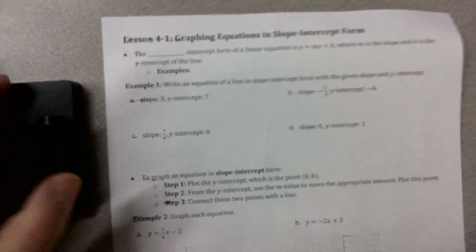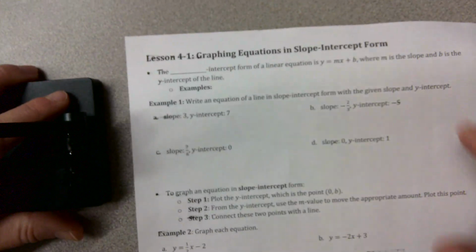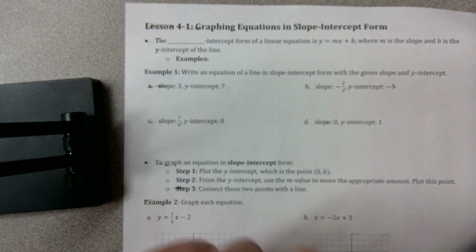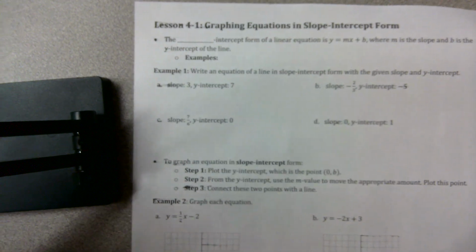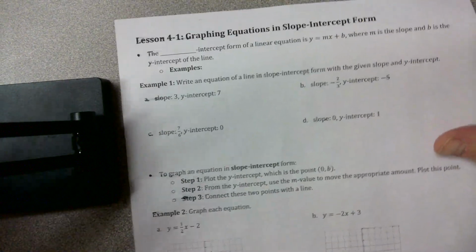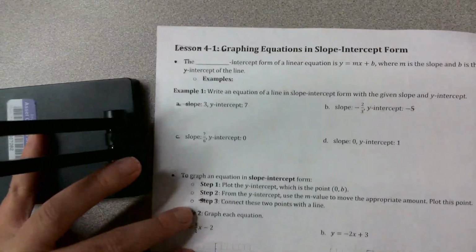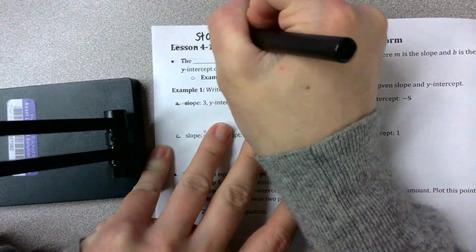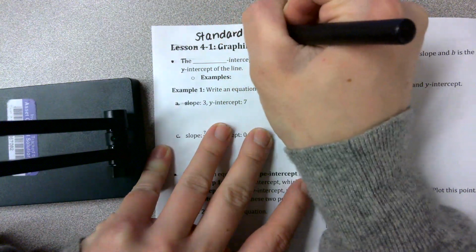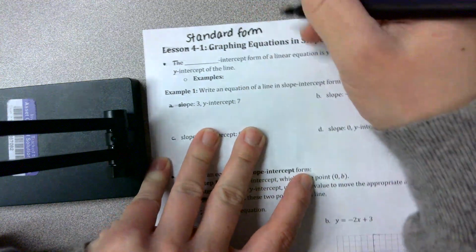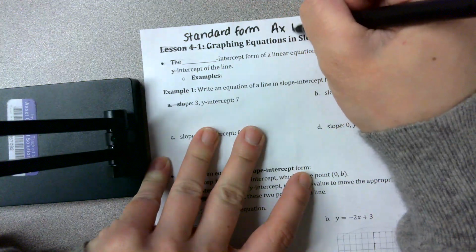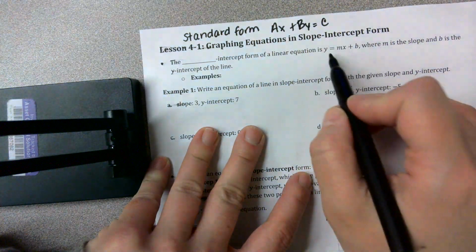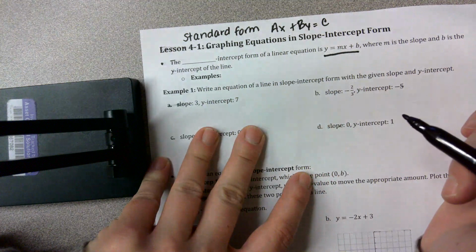Okay, we are in chapter 4, linear equations. Today we are going to graph equations that are in what's called slope-intercept form. Prior, we had standard form. So standard form was ax plus by equals c, and slope-intercept form is y equals mx plus b.